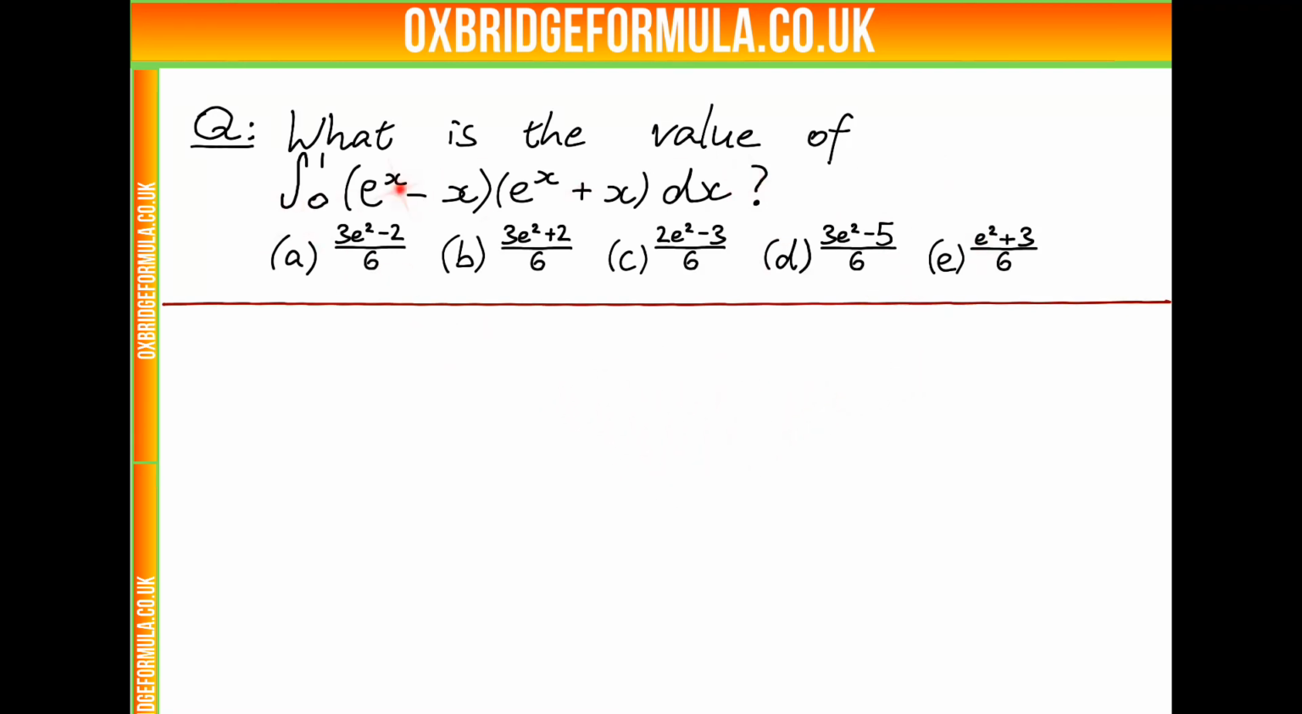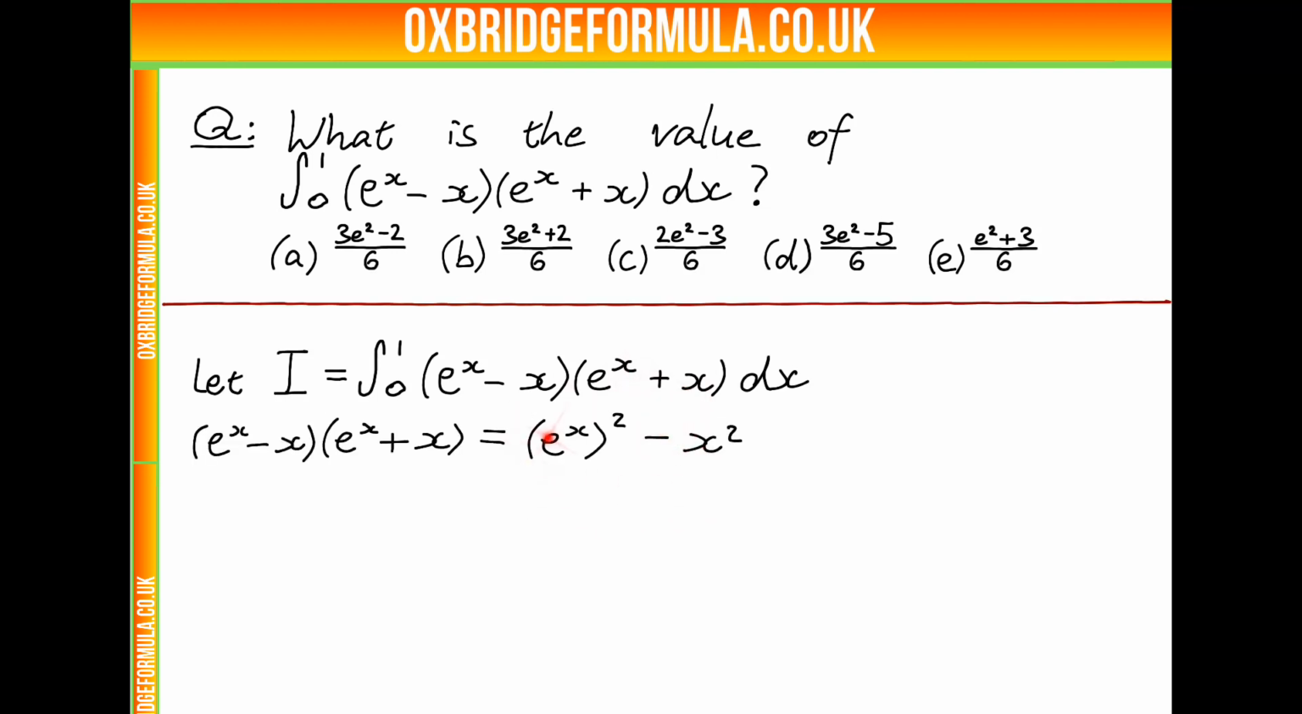Okay, let's begin by calling this integral I, so that we can refer back to it later. And what do we notice about the integrand? Well, it's written in the way of a difference of squares. We have something minus something times by the same two things being added together. So that means that we can use our difference of squares formula in order to write this as e to the x squared minus x squared.